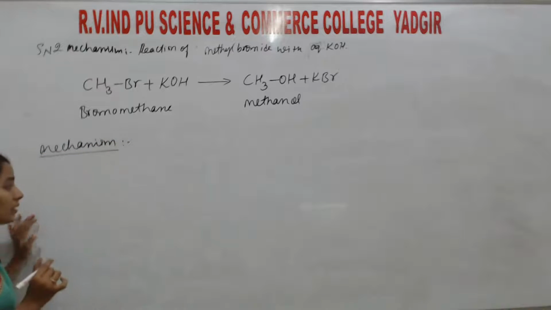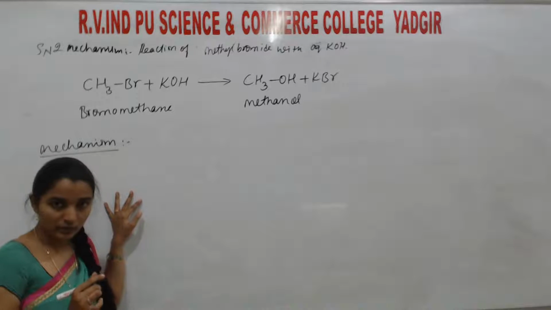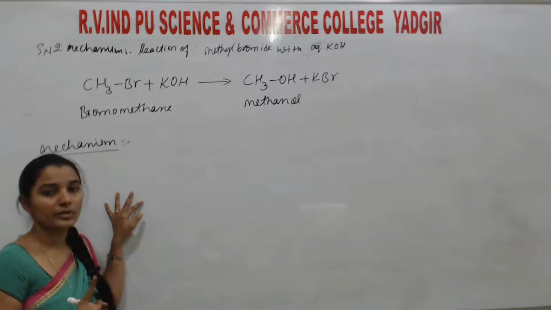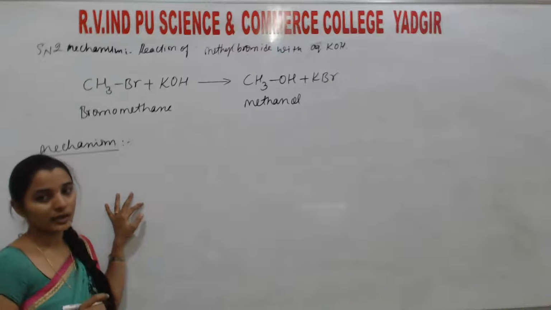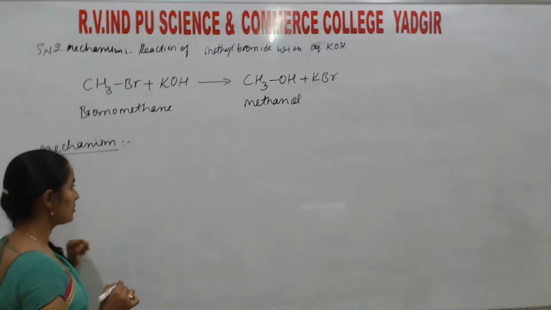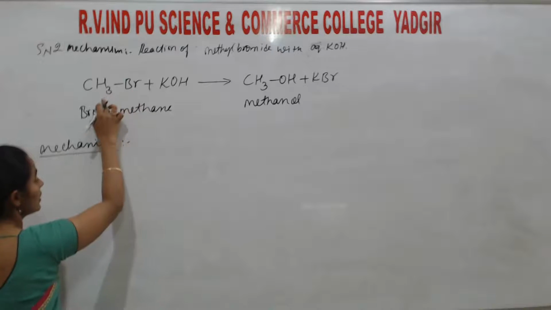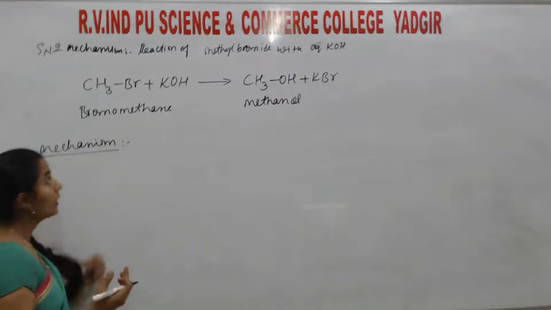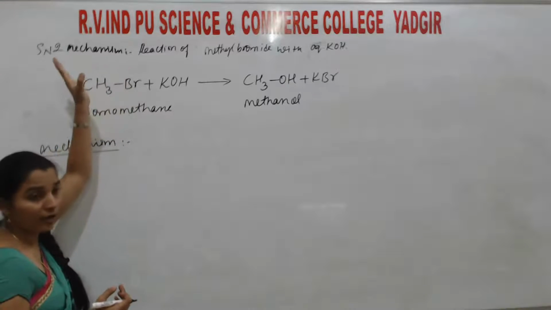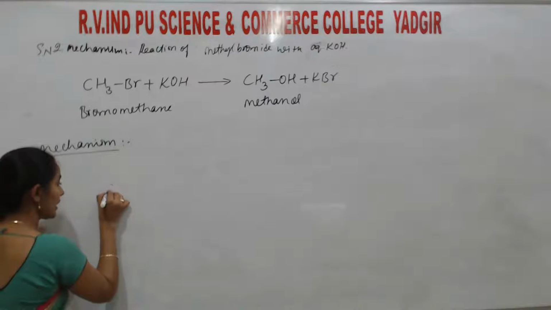So students, this is a single step mechanism. It consists of only one step, even though it is a second order reaction. Why? Listen, initially this CH3Br is there. Here there is no extra CH3 group. It is already in a planar form. So how is it? I'll write like this.